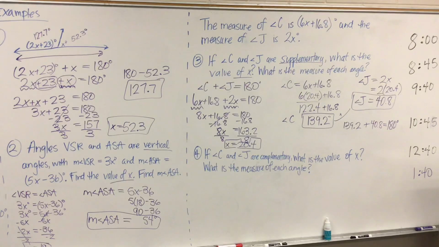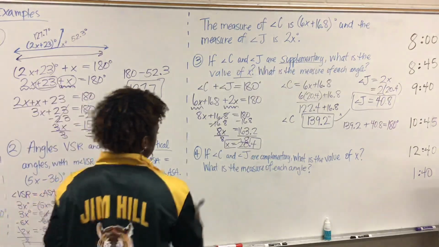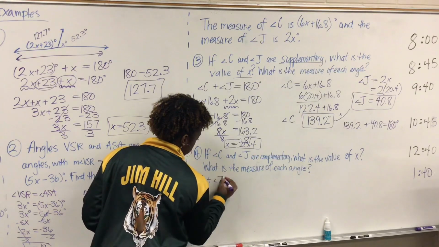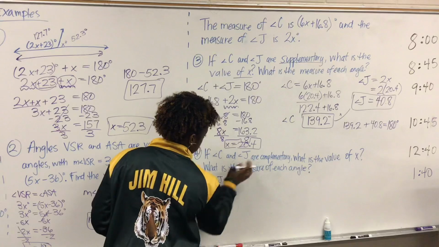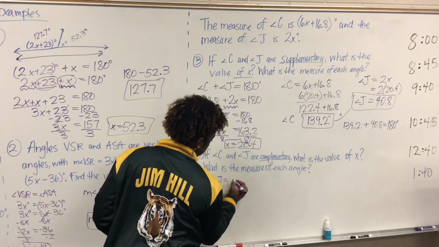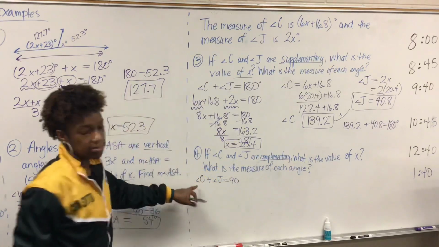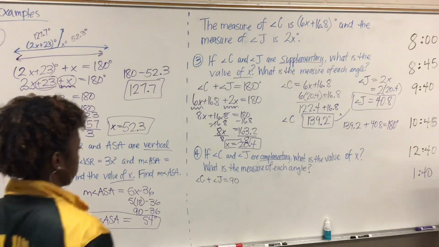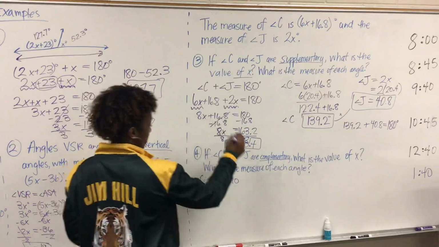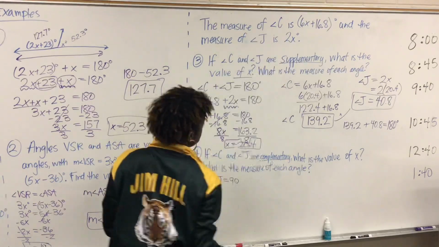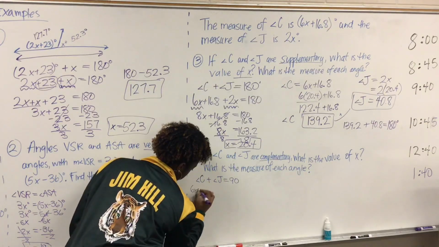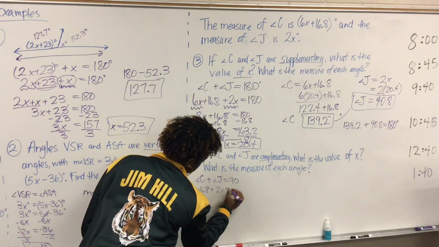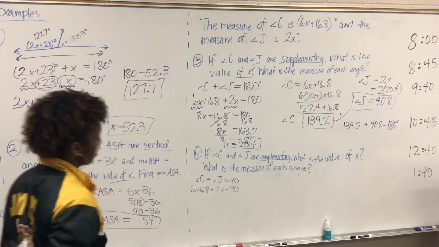First step, write down the equation. Angle C plus angle J. They are complementary, so I know that equals 90 degrees. This is my first step. Do not skip the first step. So angle C is 6x plus 16.8, angle J is 2x, and they equal 90 degrees.